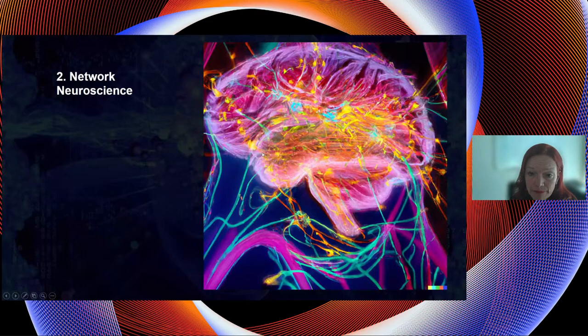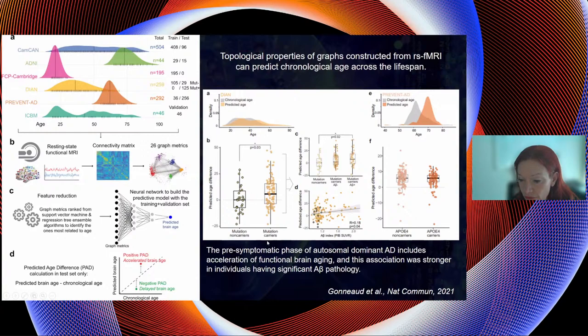So, just a few words about assessing reserve through network neuroscience. I would like first to mention the interest of such studies with this study, again by Julie Gonneau and collaborators, showing that the topological properties of graphs constructed from resting state fMRI can predict chronological age across the lifespan. In this study, the authors used different cohorts, which they split in train, validation, and test subsets, and then processed the data and performed graph analysis to compute a neural network predictive model, which they then used to calculate a predicted age difference, or PAD, score, which reflects the difference between the predicted brain age and the chronological age. Higher PAD scores indicate accelerated brain age, while lower values of PAD score indicate delayed brain age.